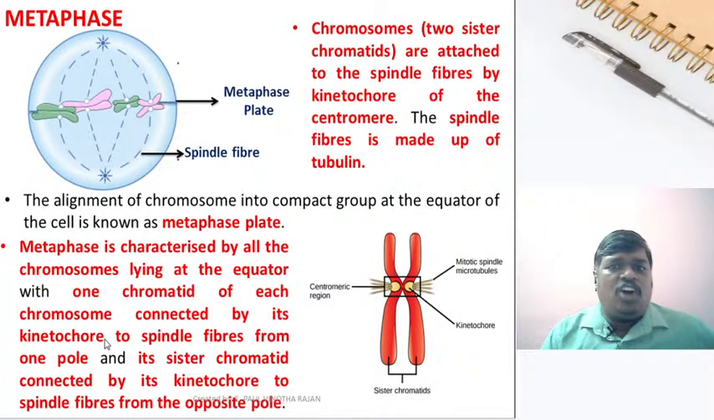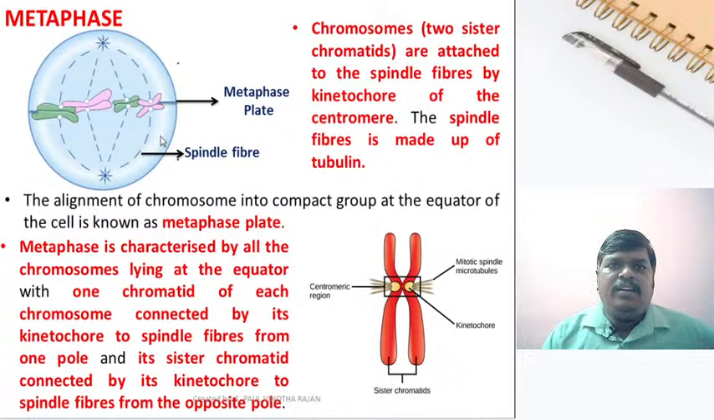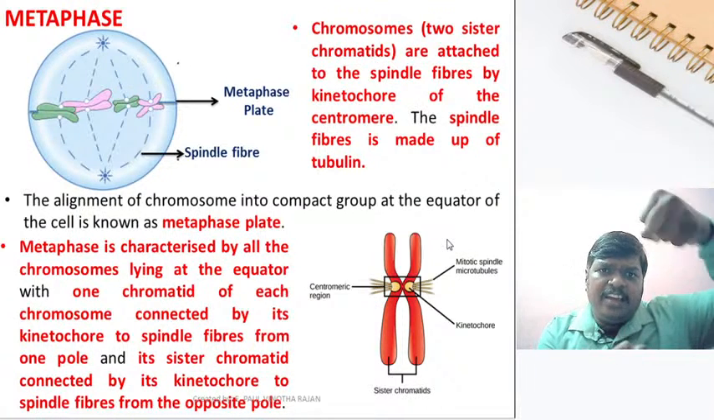The next stage is called metaphase. In metaphase, what is happening here? In the previous structure, you can see that the chromosomes are scattered in the cytoplasm. Can you all see that? Whereas here, the chromosomes are arranged in a central plate. This is called the metaphase plate or equatorial plate. It is arranged by the spindle fibers.